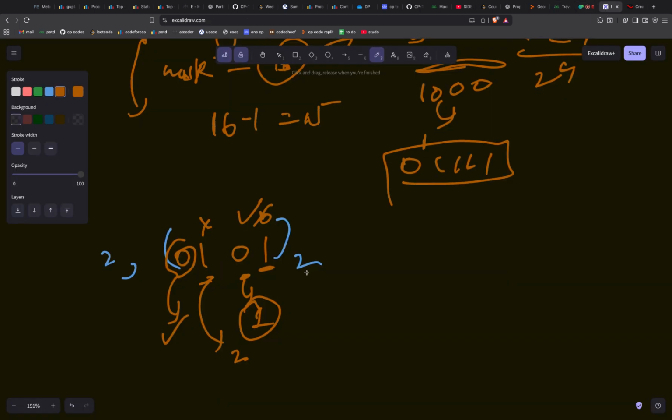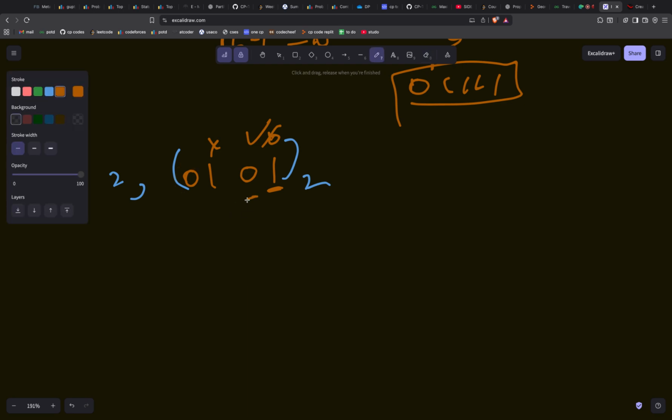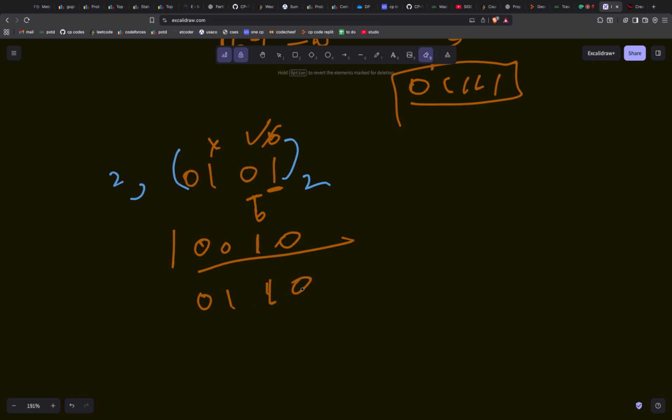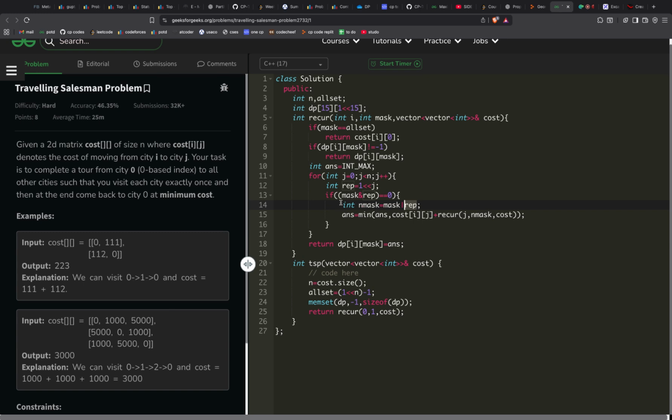So let's say again 0101. Let's say I am visiting this vertex. So what would be the new mask? It would be this mask, and I will add one bit here. So I'm just doing a bitwise OR here, right? This will change to 0111. So these are all visited, and we are also visiting this. So this becomes the new mask.